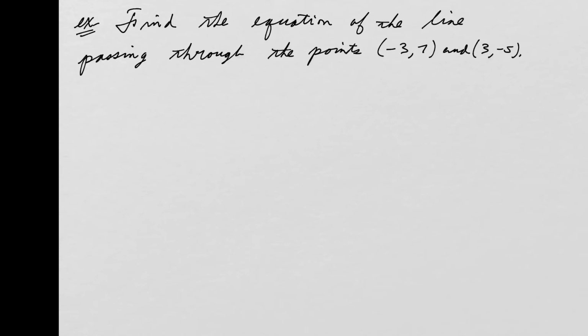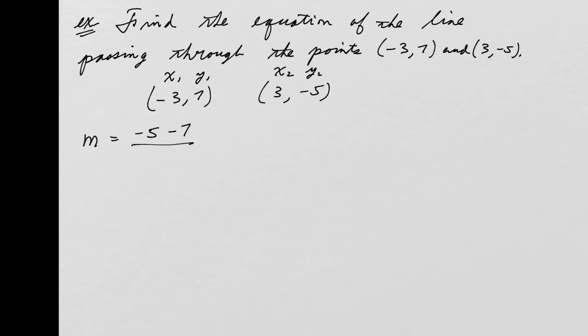So let me just label these. I'll label the negative 3, 7 as x1, y1, and I'll label the 3, negative 5 as x2, y2. So the slope is going to be y2 minus y1 over x2 minus x1. Right, so this will be negative 12 over positive 6. So that's going to be a negative 2. So the slope is negative 2.